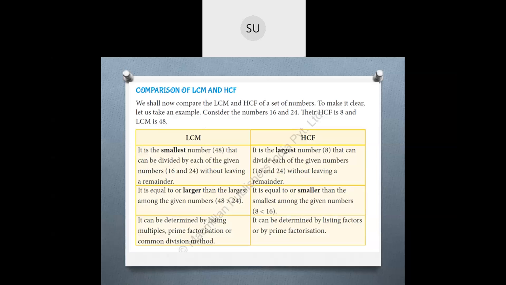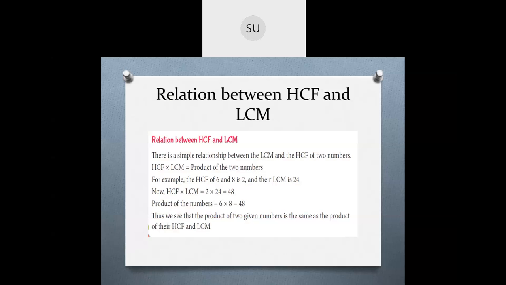Then we saw the comparison of LCM and HCF. LCM is the smallest number that can be divided by each of the given numbers without leaving a remainder. HCF is the largest number that can divide each of the given numbers without leaving a remainder. Okay, then LCM is equal to or larger than the largest among the given numbers, and HCF is equal to or smaller than the smallest among the given numbers. Okay, and LCM can be determined by listing multiples, prime factorization or the common division method. HCF can be determined by listing the factors or by the prime factorization method.